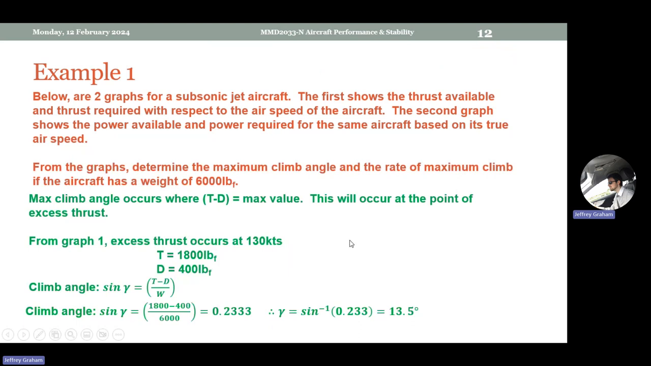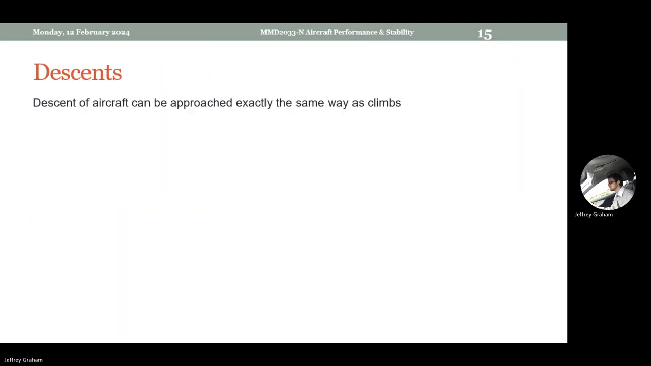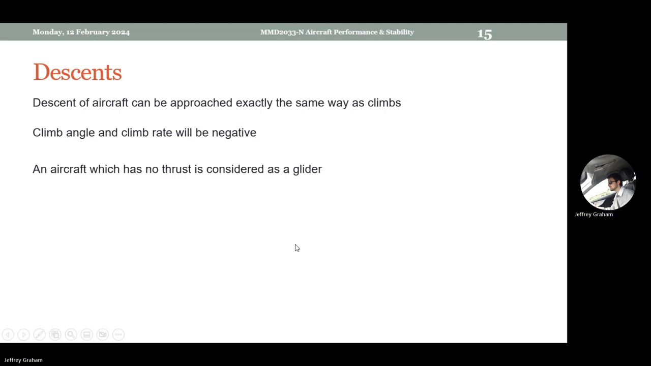The descent is very much the same. Only this time the angle is negative, obviously, the aircraft's heading down, so it's decreasing altitude. The example I'm going to go through for this particular one is a glider, because as I said, the method's exactly the same, only one or two minor things to account for. But this one's a little bit different when there's a glider involved. So when there's a glider, the aircraft is considered to have no thrust.